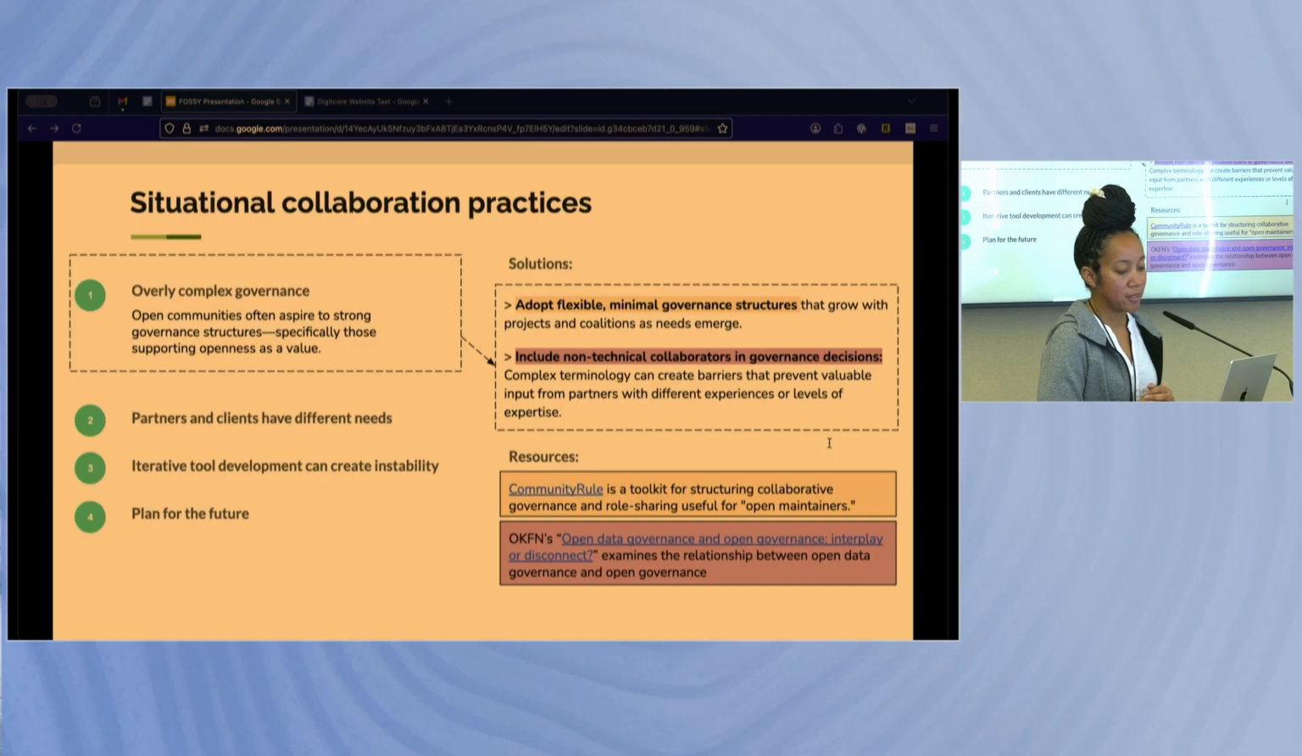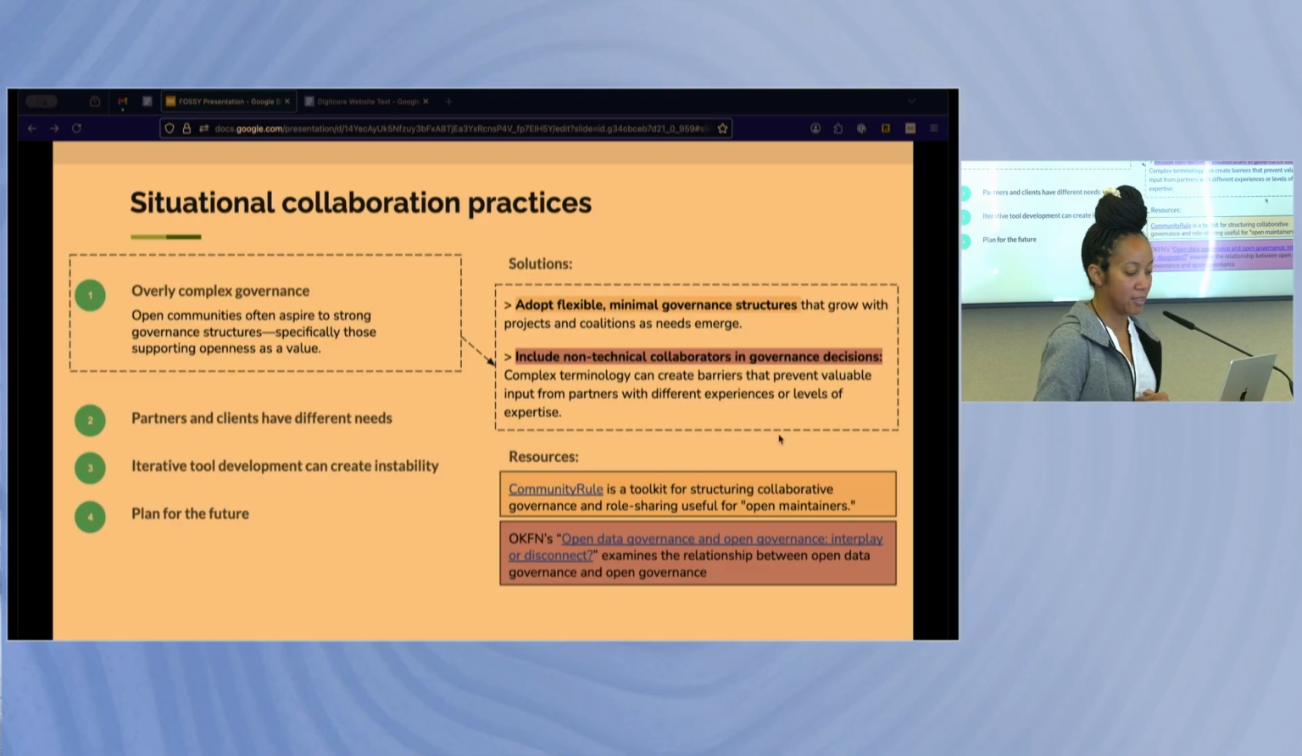So for that one in particular, solutions, of course, adapting flexible minimal governance structures, which seems kind of self-explanatory, but often is not. So we did provide resources such as a community rule toolkit, which provides guidance for structuring collaborative governance documents and things like that. Separately, for the second one, for including non-technical collaborators, we have OKFN's Open Data Governance and Open Governance. The full title is Interplayer Disconnect, which offers insights on aligning data practices.